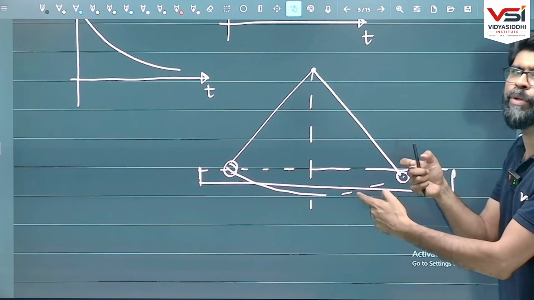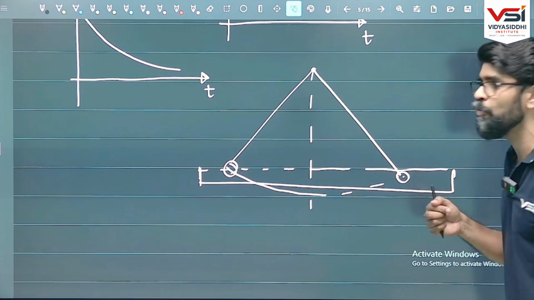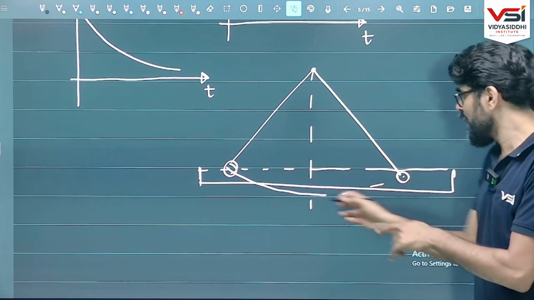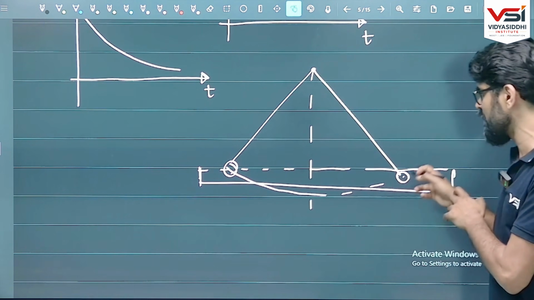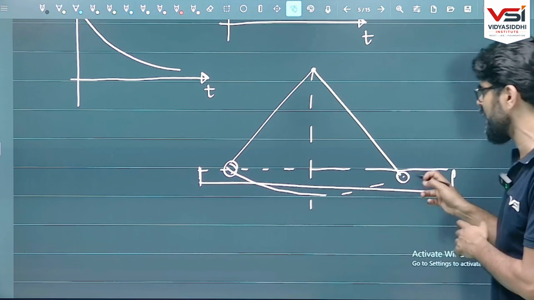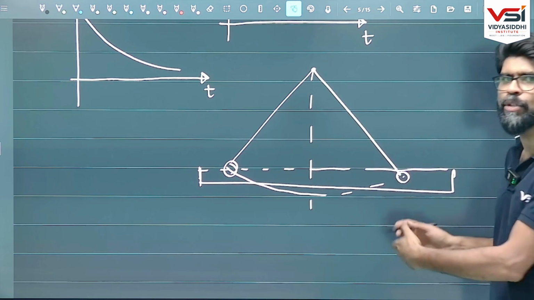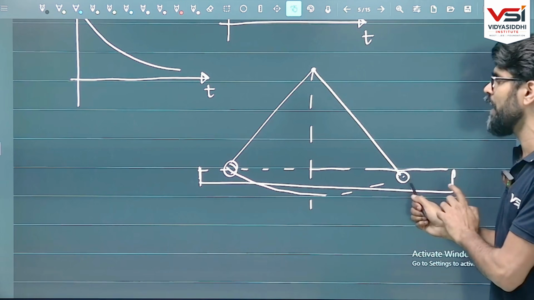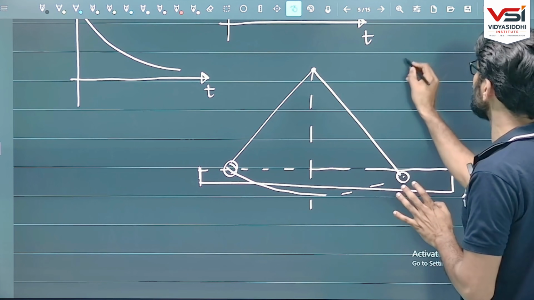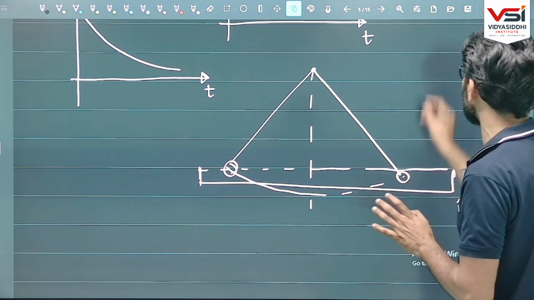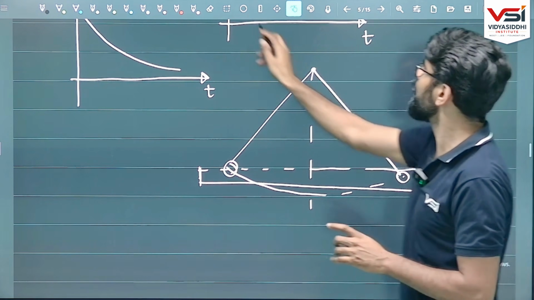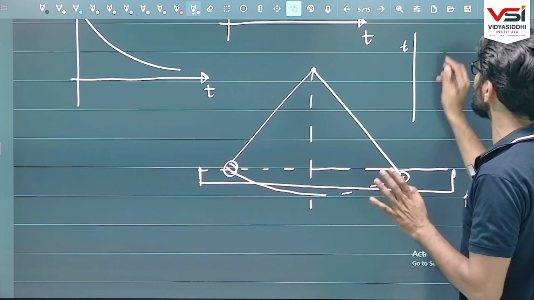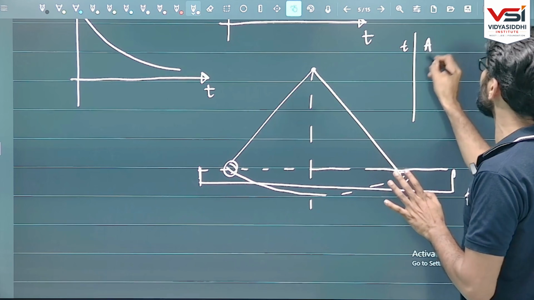put on your stopwatch. Because it is a seconds pendulum, each 1 second it will reach here: 1 second, then 2 seconds, then 3 seconds, like that. So at the instant you switch on the stopwatch, the bob is at one extreme, and you have to make a column for time t. Then for the reading, you make a column for amplitude.